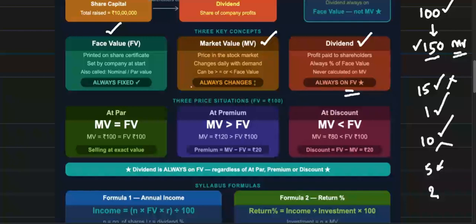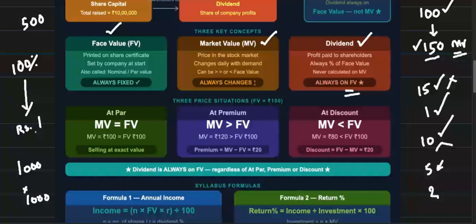Remember this. Okay, if the company says I am giving 100% dividend to my shareholders, don't get overexcited. The company might have a face value of rupees 1 only. So if you have 1,000 shares of that company, you might get only 1,000 rupees as dividend. Don't get confused. If the share price is 500, you don't get 5 lakh rupees as dividend. Don't get overexcited here. So dividend is always on the face value.